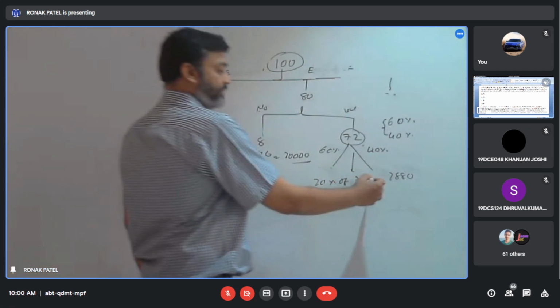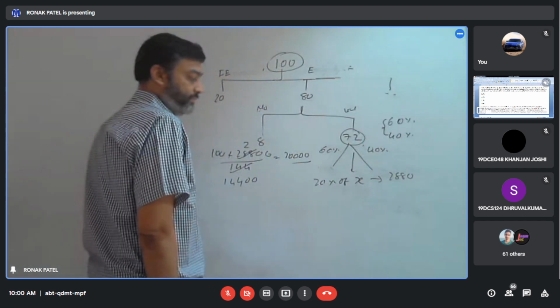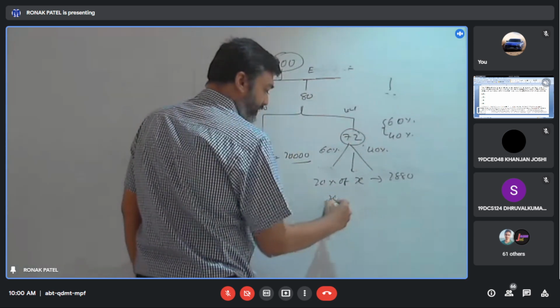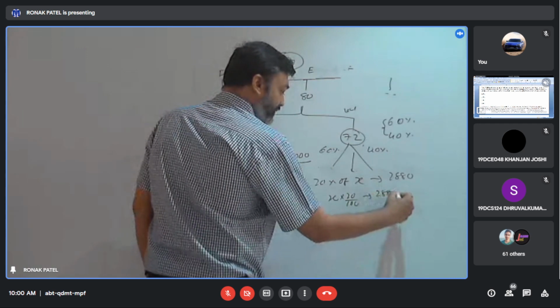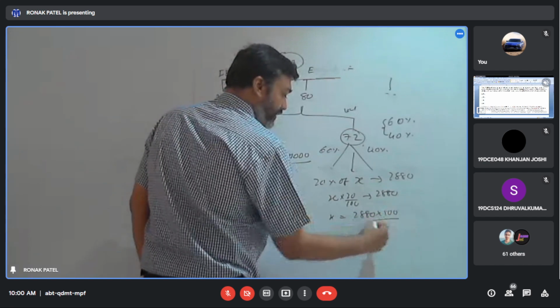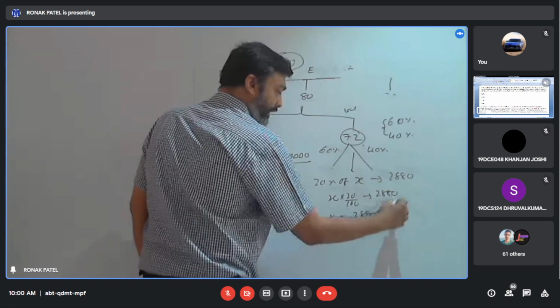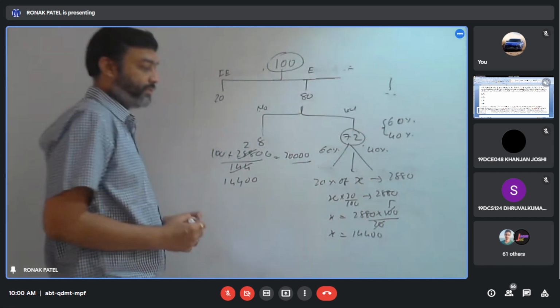This is the relation. Let me assume 20% of x is 2880. So x into 20 upon 100 equals 2880. So x equals 2880 into 100 upon 20, and I can say x equals 14,400. Now, hope you understood.